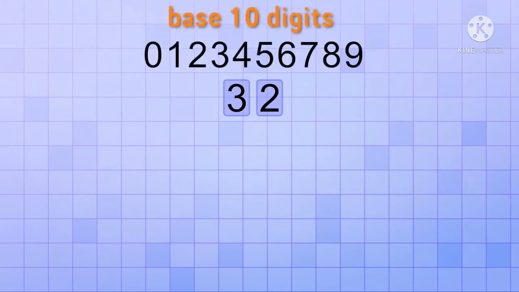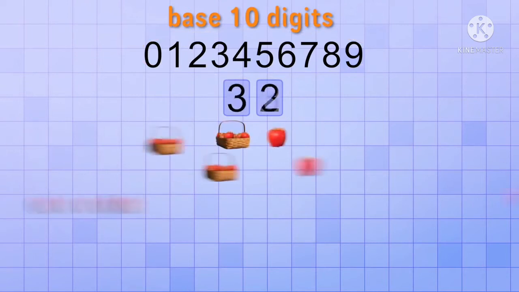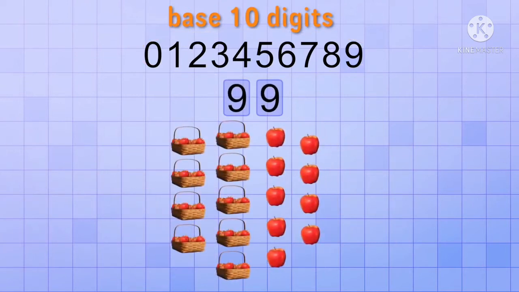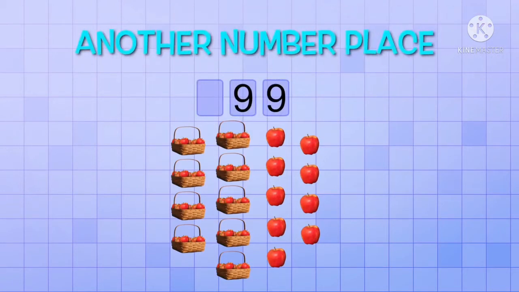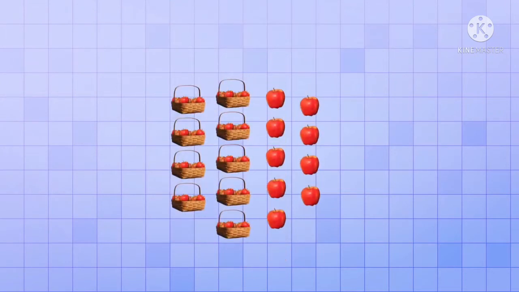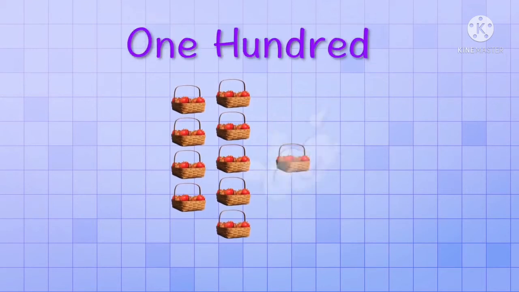In fact, using only our 10 digits and these two number places, we can count all the way from 0 up to 99. At 99, both of our number places are maxed out with the highest digits, and we won't be able to count any higher unless we get another number place. If we've picked 99 apples, and then we pick just one more, we'll have exactly 100 apples.